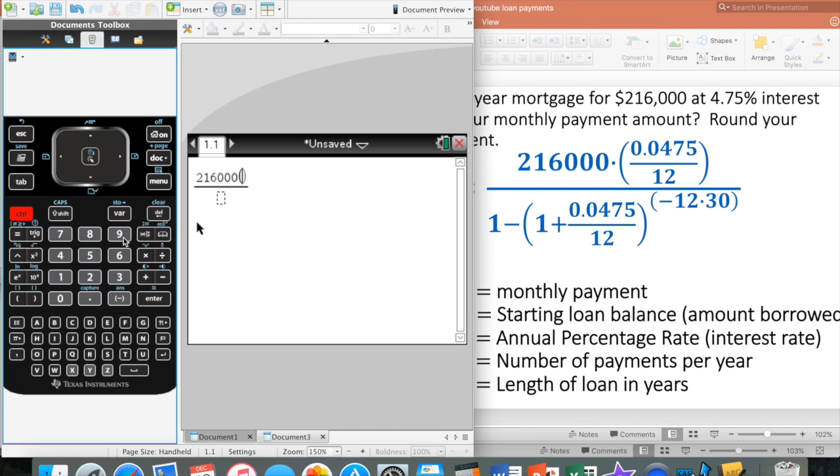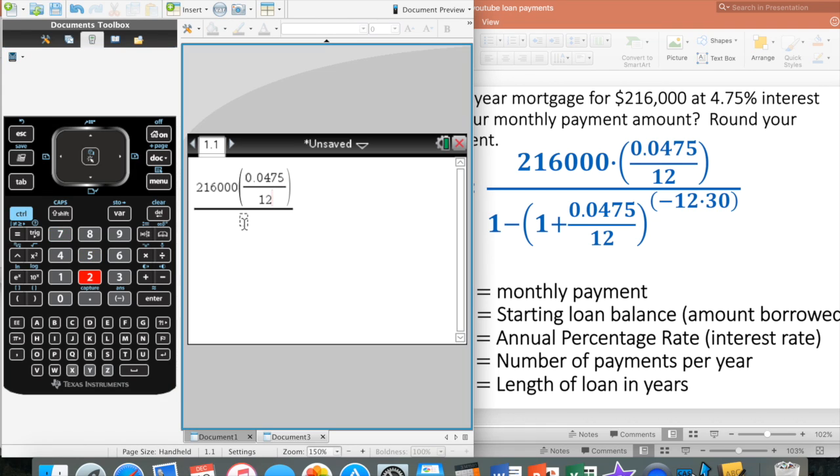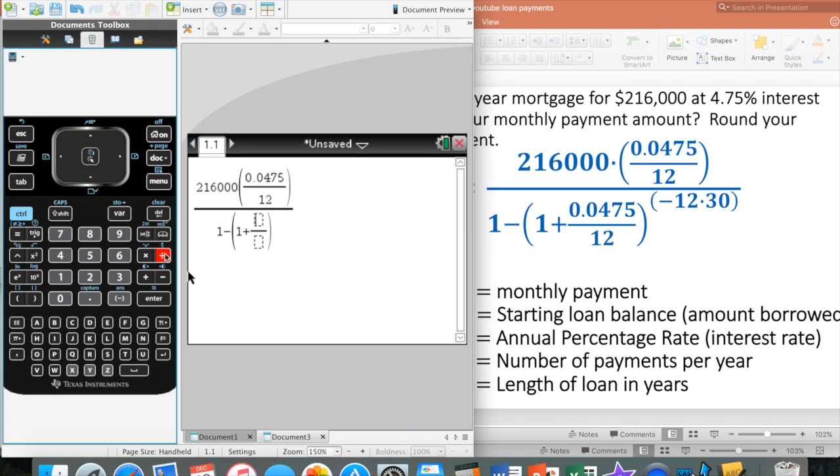And again, I have another fraction. Control divide is my fraction sign. That's my shortcut for it anyway. And I can go 0.0475 divided by 12. Then on the bottom I have 1 minus, then I've got my parentheses again, and that is 1 plus, and I've got another fraction over here. Control divide is my fraction sign. Then I type in my interest rate, 0.0475, and that's divided by 12.